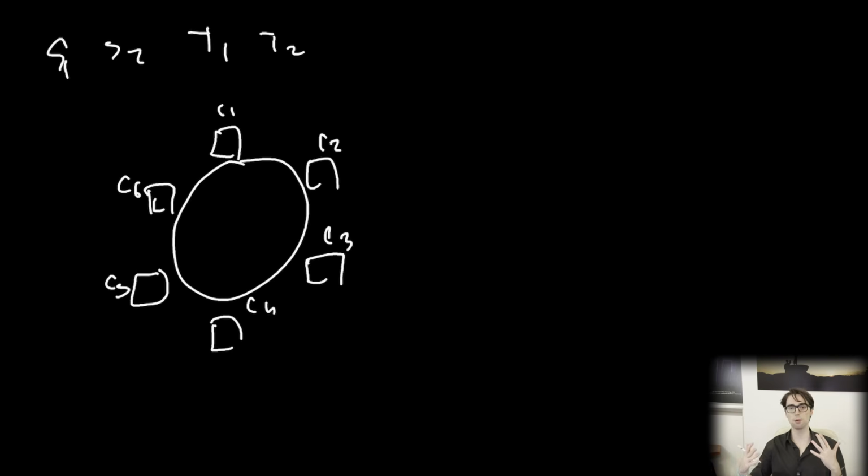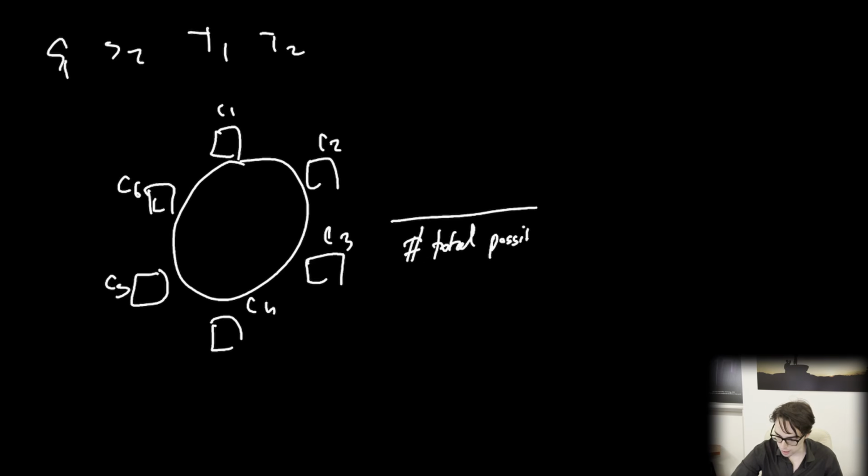Because what do we care about in probability? What we care about is the number of total possible arrangements, and the number of arrangements that satisfy the statement. So that's what we care about. Now let's look at the total possible number of arrangements.